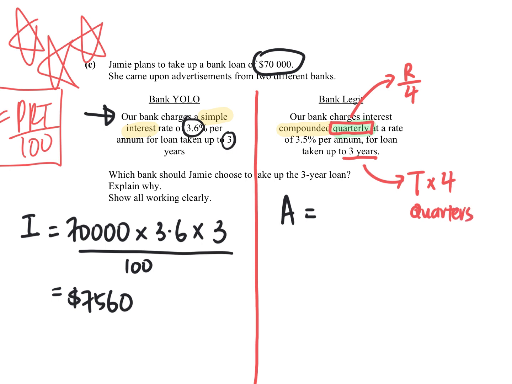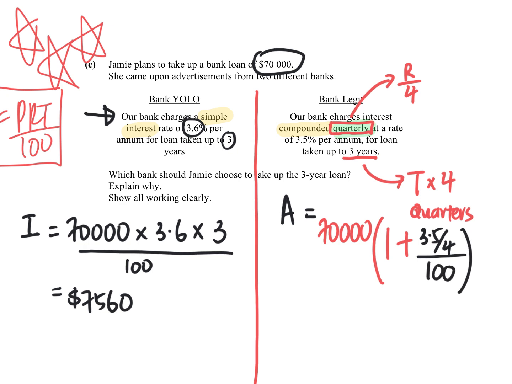Okay, this one listen carefully. So first, principal 70,000. Okay, 1 plus R, right? Now your R is not 3.5. It's 3.5 divided by 4. It's a quarterly rate. So quarter means you divide by 4. The rest is the same.